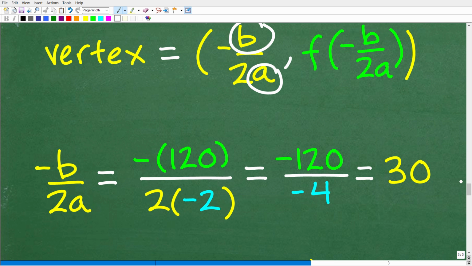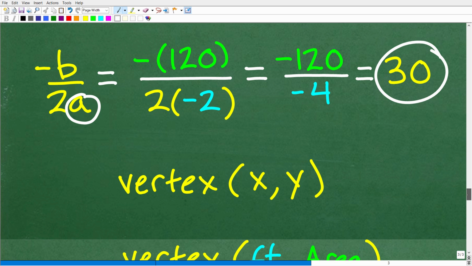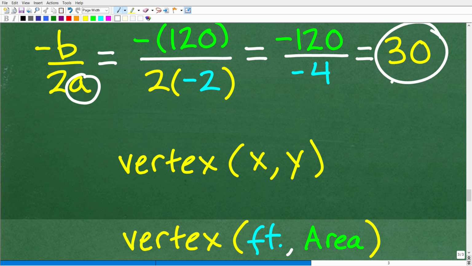So minus b over 2a is going to be -120 over 2 times a, which again is -2, and b is 120. So we have -120 over 2 times -2, which is -4. So -120 divided by -4 is a positive 30. So we are almost done. That means for our vertex, our x coordinate is 30.